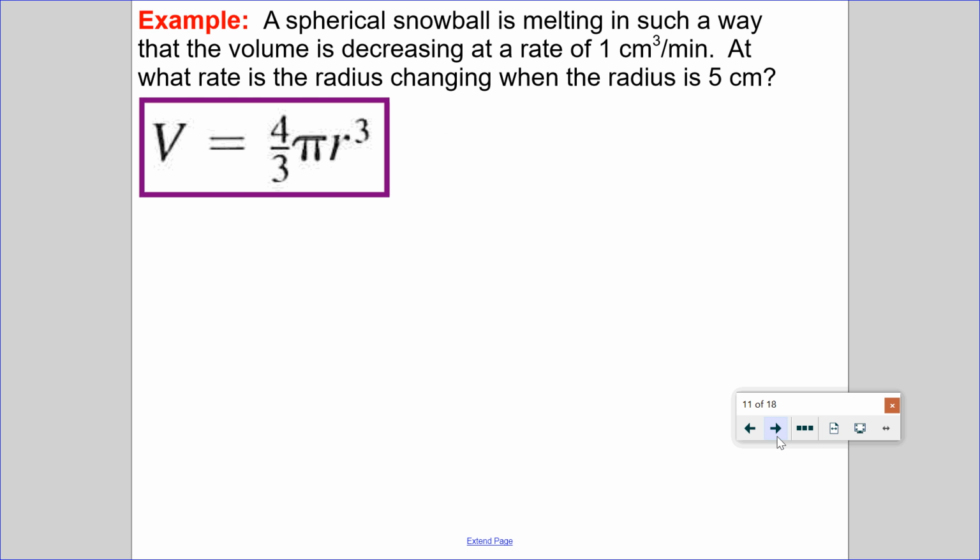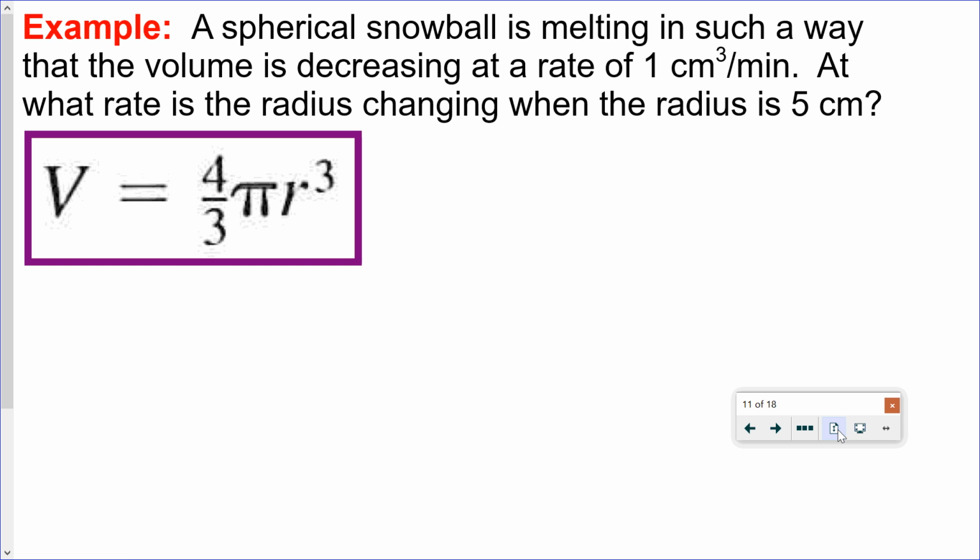In example number 1, we have a spherical snowball melting in such a way that the volume is decreasing at a rate of 1 centimeter cubed per minute. At what rate is the radius changing when the radius is 5 centimeters?